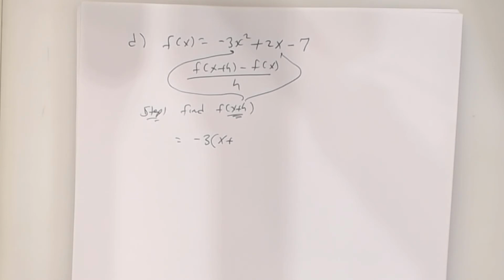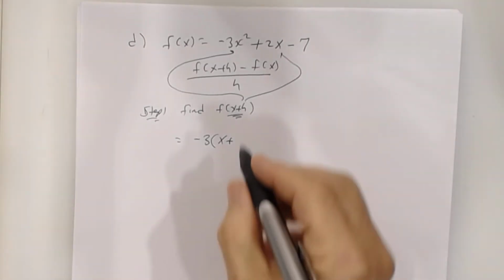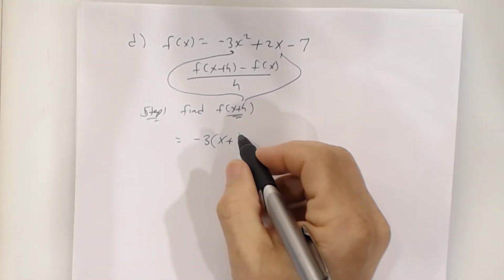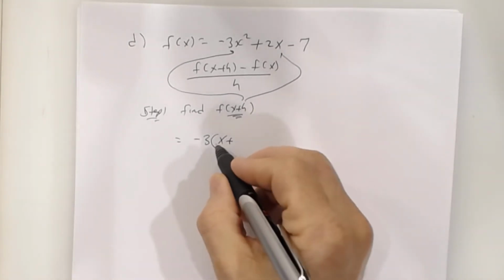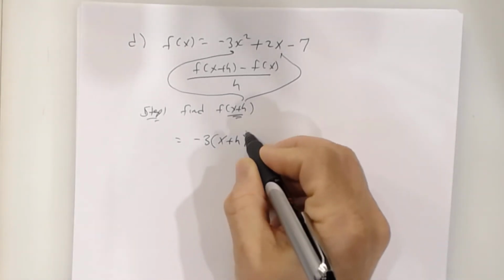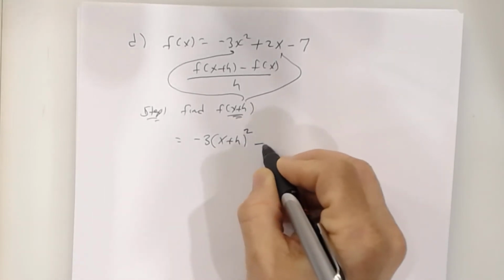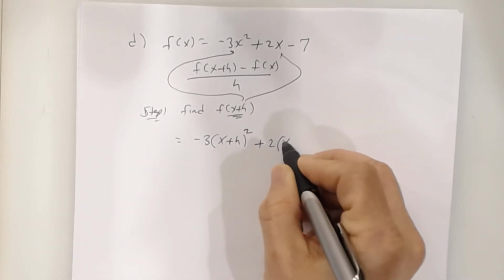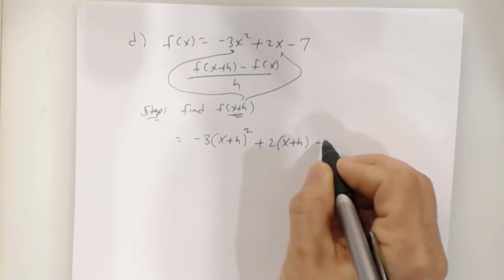But most of you will not remember that. So if you don't remember, don't guess at what needs to be there, because then your whole thing is wrong. What I would do is go ahead and write in the steps. So this is -3 times x plus h squared, plus 2 times x plus h, and then -7.